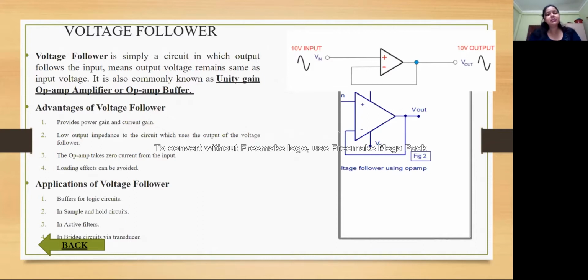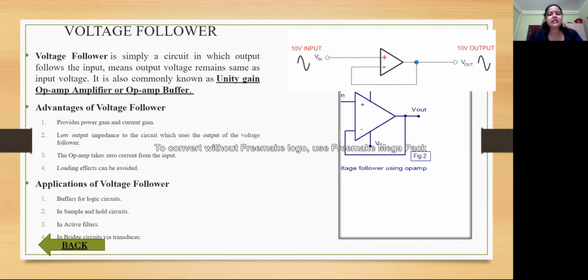Now, in our previous videos on inverting and non-inverting op-amp, we have studied the gain of the op-amp circuit, right? For those who have missed those videos, I will share the link in the description box. From those videos, we know the gain is always output by input. And here, the gain is output by input, which is 1. So a voltage follower circuit is also known as a unity gain operational amplifier.